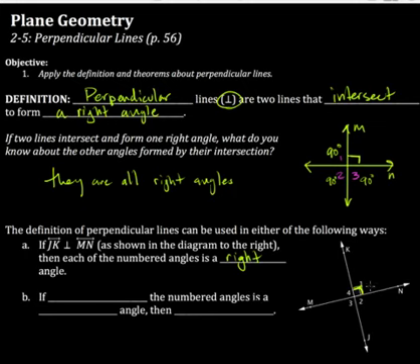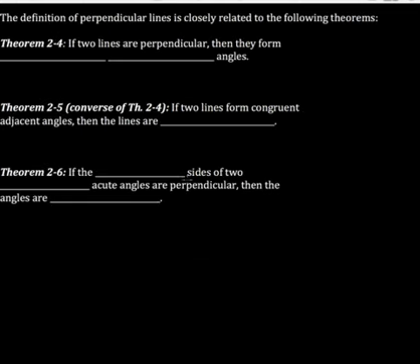I could also say, if I was given a diagram where two lines intersect and one of the angles formed by their intersection was a right angle, right? So if one of the numbered angles is a right angle, then that would tell me that those two lines are perpendicular. It would tell me that line JK is perpendicular to line MN. If I just knew that one of those angles was a 90-degree angle, then I would know that those two lines are perpendicular. So here's a few theorems that we need to know about perpendicular lines.